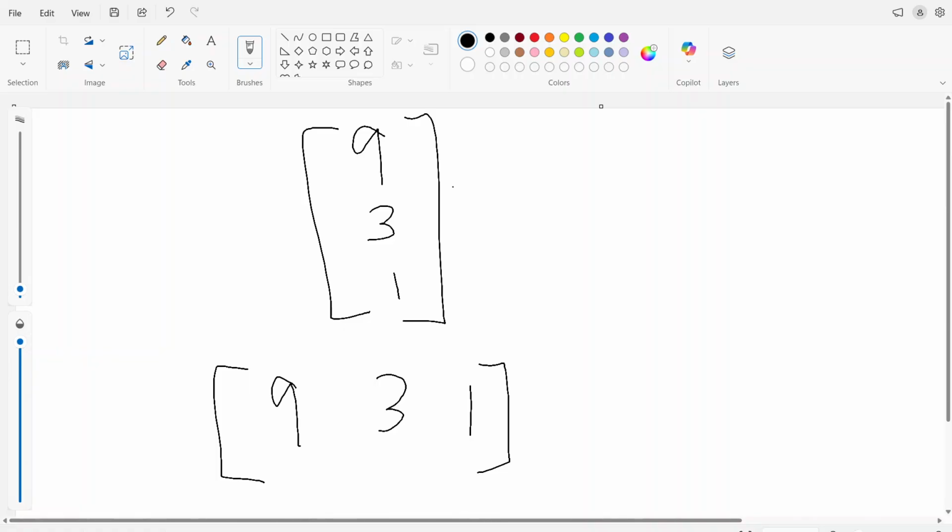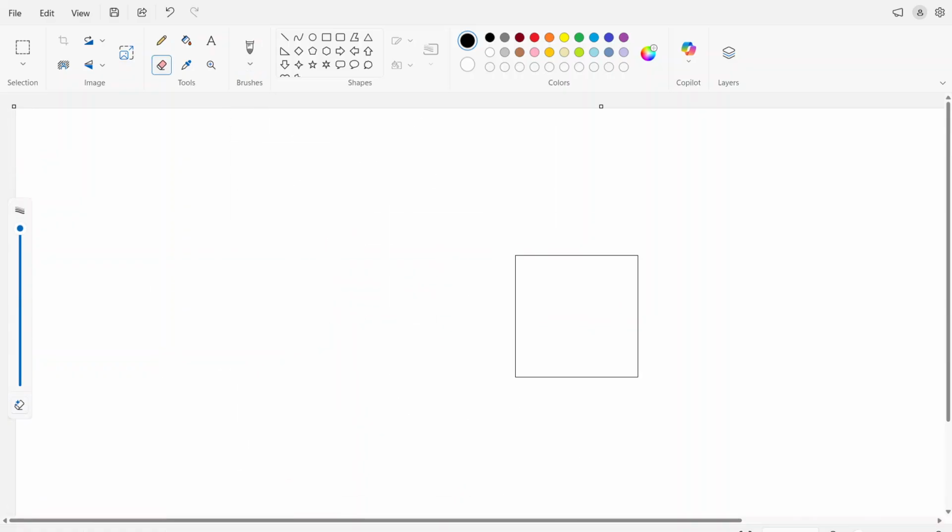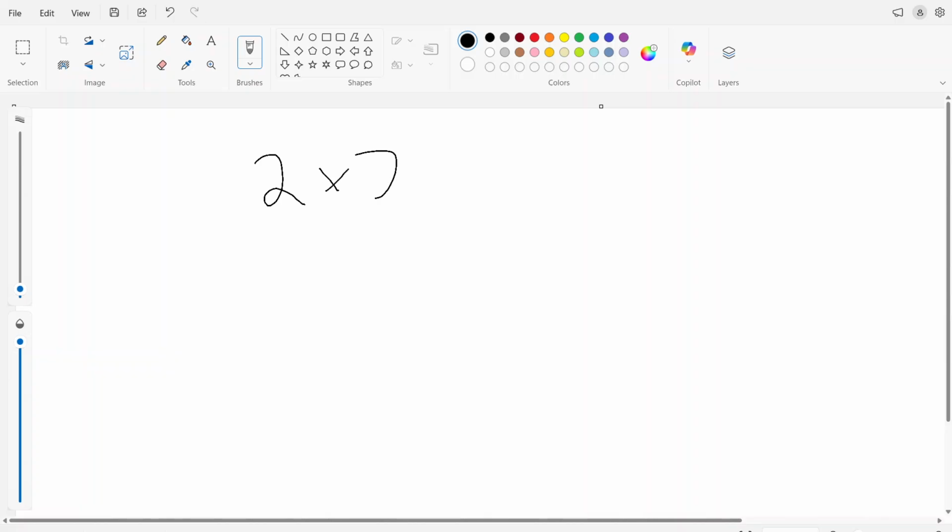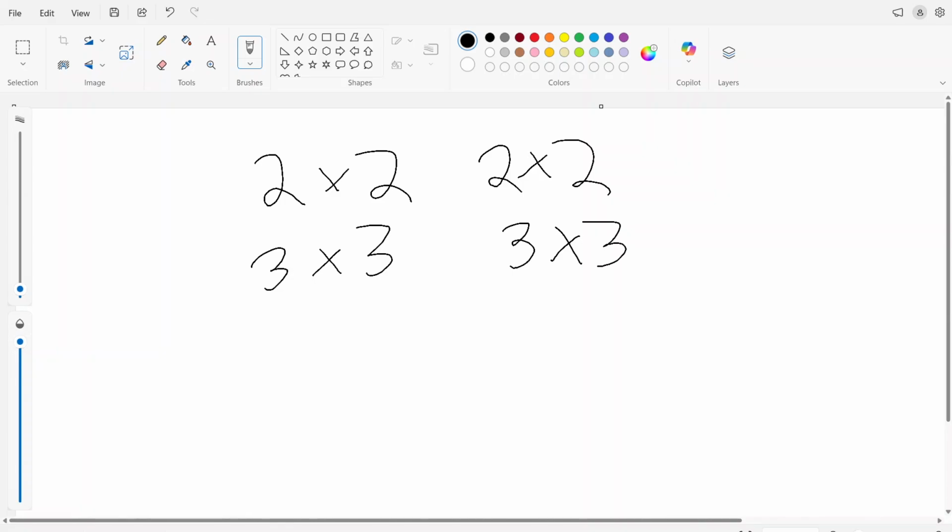The 11th thing I want to talk about is square matrices. A square matrix will always stay the same size. As an example, a 2 by 2 becomes a 2 by 2, and a 3 by 3 becomes a 3 by 3. The size doesn't change because the rows equal the columns, which is what we call a square matrix in linear algebra.